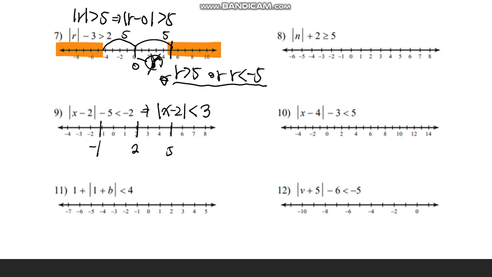Can x be here? No, because the distance between x and 2, this distance, is greater than 3, right? So we do not want that. Therefore, x should automatically be inside. Okay? Therefore, the answer is this.